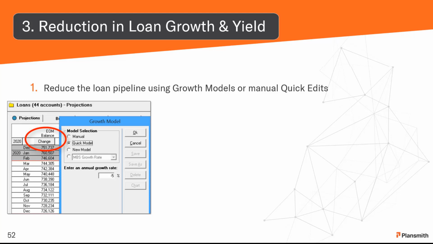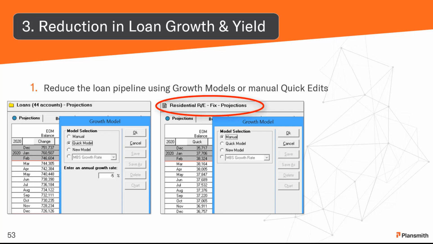Click on the Change button underneath the EOM balance heading. Choose the Quick Model option to forecast a single growth rate, positive or negative, to the entire portfolio forward from the last month of balances. If you'd like to test a smaller sample for a shorter time period, then you'll want to use the manual setting at the account level.